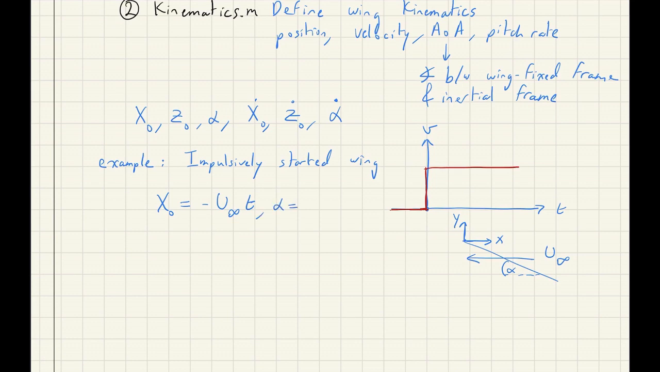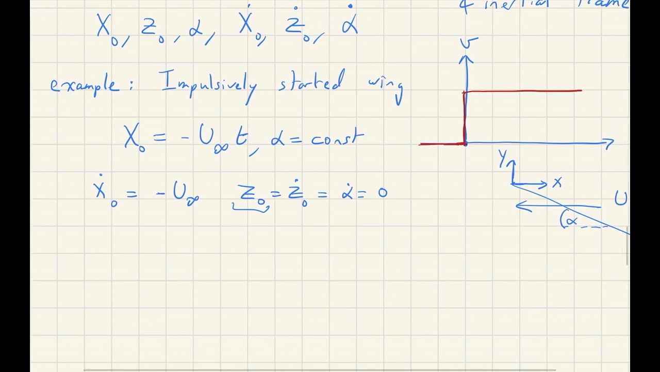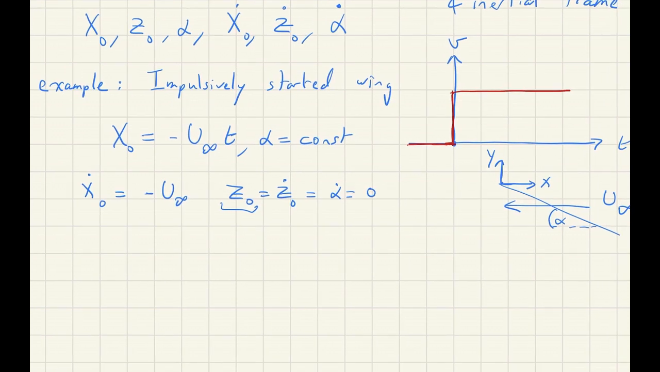We also know that alpha is equal to some constant. It could be 5 degrees, 10 degrees, whatever you want. And then X0 dot, which is essentially your velocity in the x direction, is simply the negative of the free stream. And then Z0 is equal to Z0 dot is equal to alpha dot, which is equal to 0. Now Z0 is equal to 0 because, as you can see, the origin, so the leading edge, is on the origin of the inertial frame.